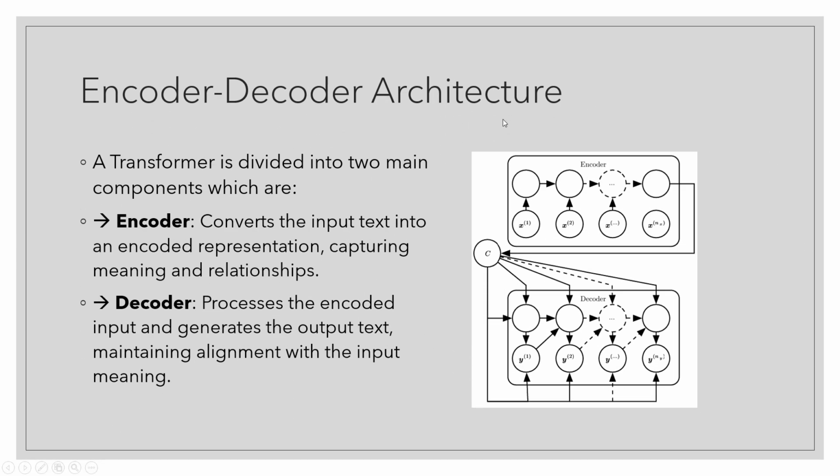Encoder and decoder architecture. A transformer is divided into two main components. The encoder converts the input text into an encoded representation, capturing the meaning and relationships. The decoder processes the encoded input and generates the output text, maintaining alignment with the input meaning.